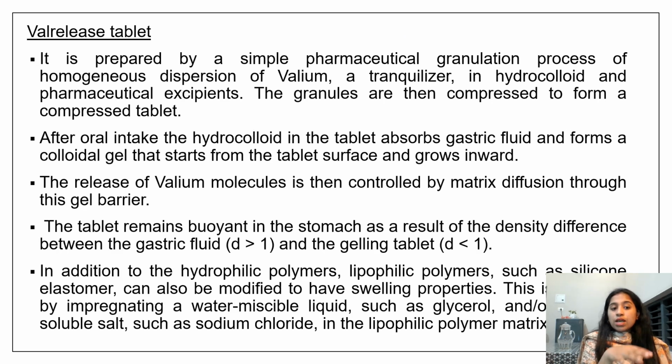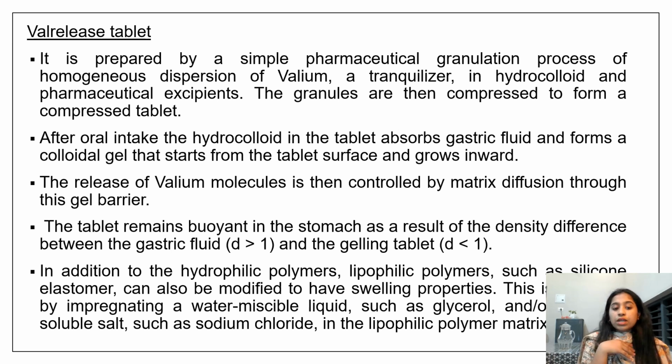Then another example is a valve release tablet, which is prepared by a simple pharmaceutical granulation process of the homogeneous dispersion of the drug in hydrocolloid and the pharmaceutical excipients, and these granules are then compressed to form tablets. After intake of this tablet, the hydrocolloid absorbs the gastric fluid and forms a colloidal gel that starts from the tablet surface and grows inwards. So the release of the drug molecule is then controlled by matrix diffusion through this gel barrier. The tablet remains buoyant in the stomach as a result of the density difference between the gastric fluid and the gelling tablet. Here the gelling tablet density is less than the gastric fluid, so that it is buoyant in the stomach.